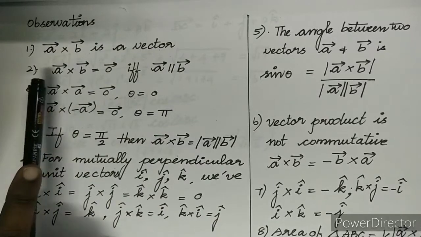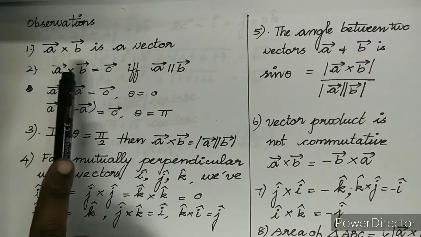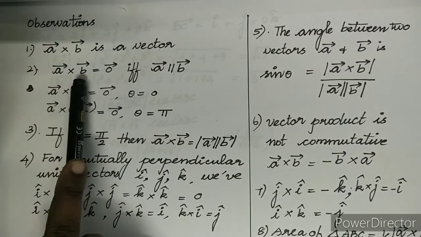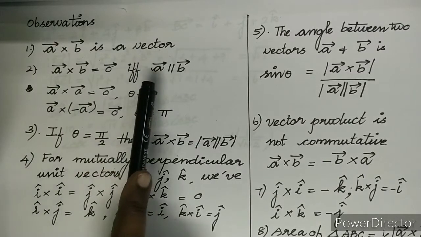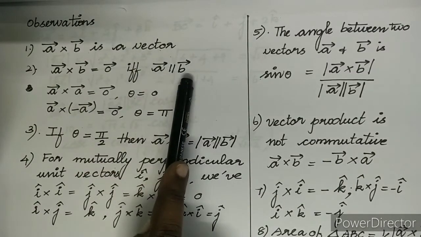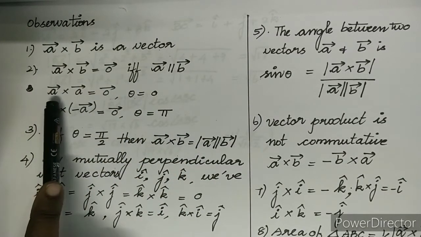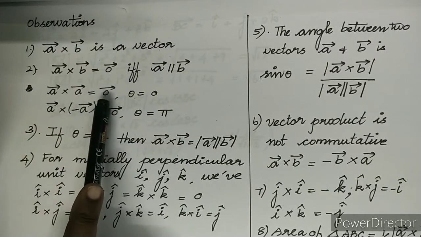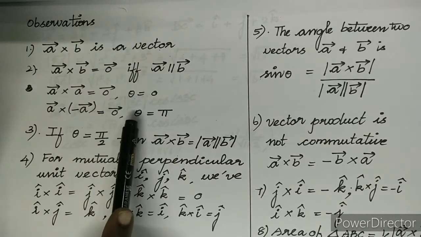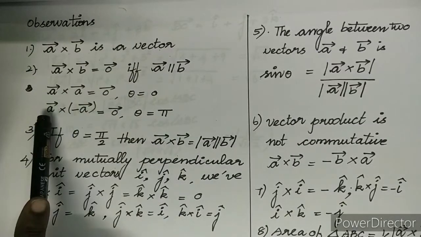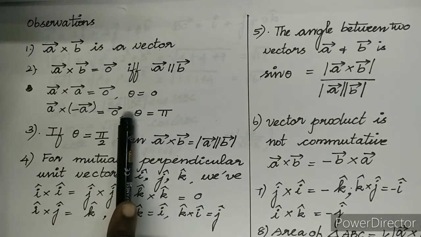Second observation is A vector cross B vector will be equal to 0. If you are taking any two non-zero vectors, A vector and B vector, then the cross product is equal to 0 if and only if A vector is parallel to B vector. Then in particular A vector cross A vector is equal to 0 vector if theta is equal to 0. Again, if theta is equal to pi, then A vector cross minus A vector is equal to 0 vector.